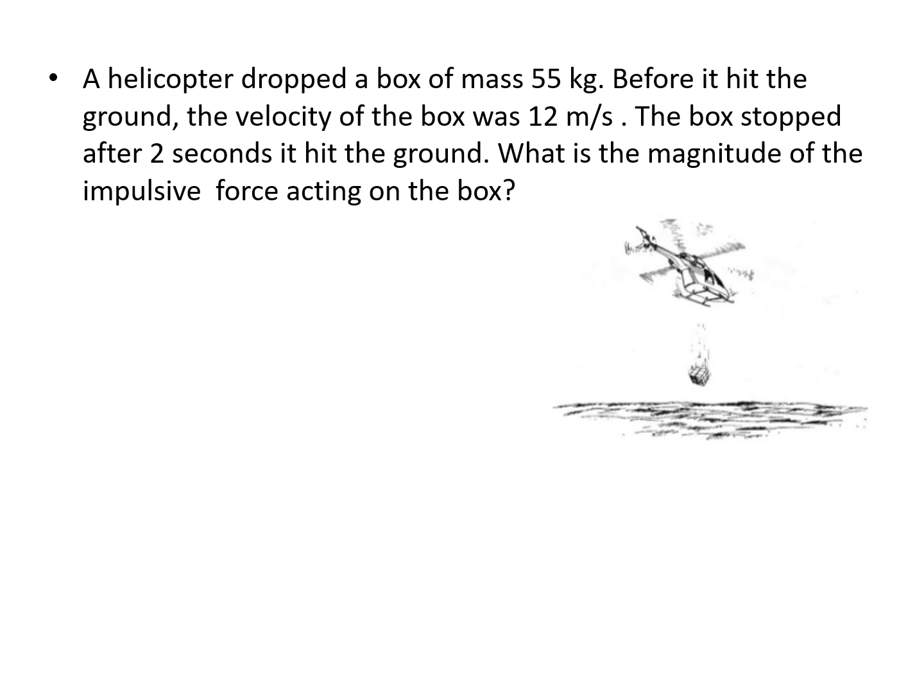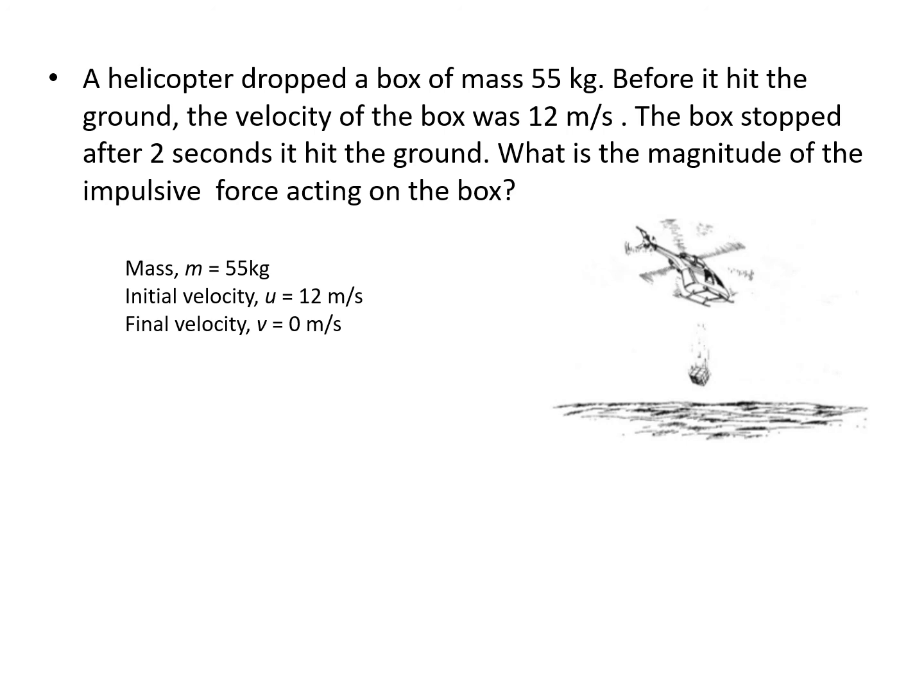For this question, we also need to apply the same steps from the previous example. The first one, we need to list out all the information given. We can write mass m is equal to 55 kg. The initial velocity u is 12 meters per second. Final velocity v is 0 meters per second.